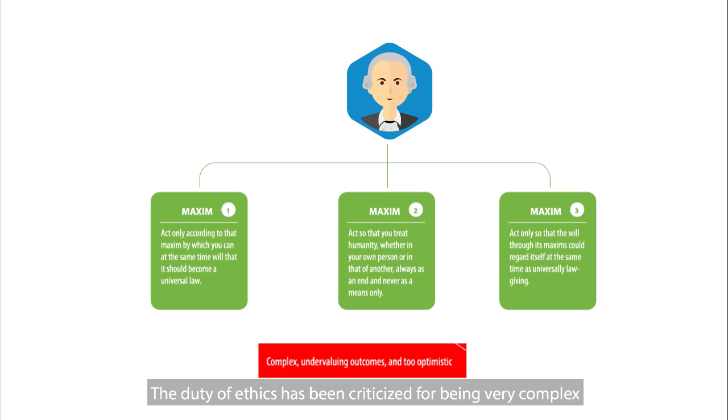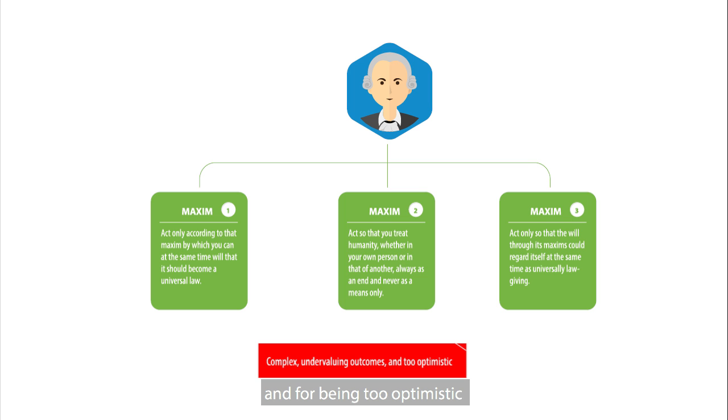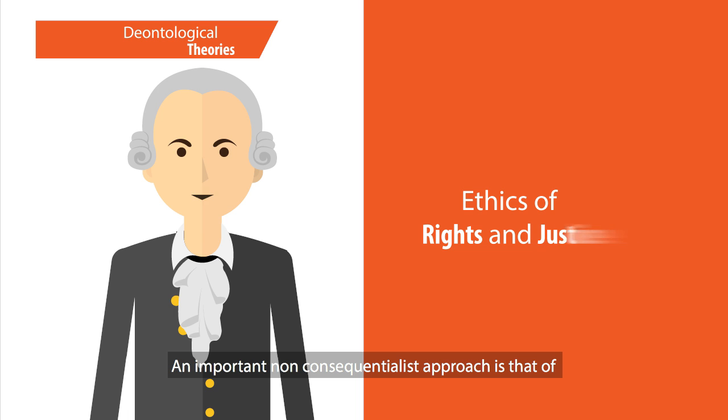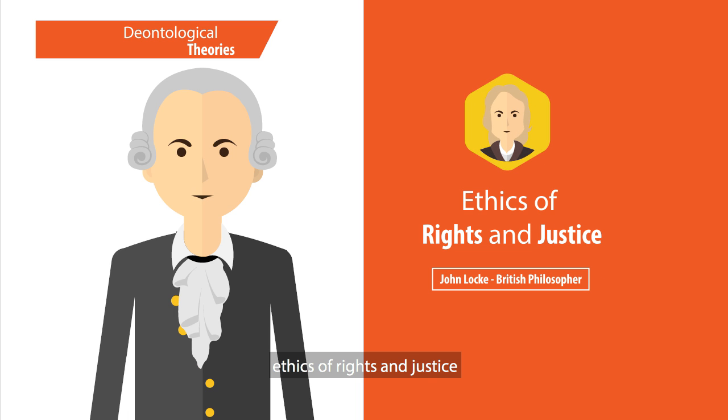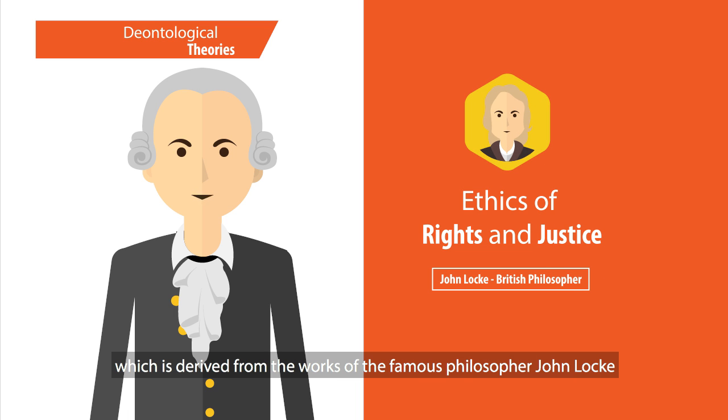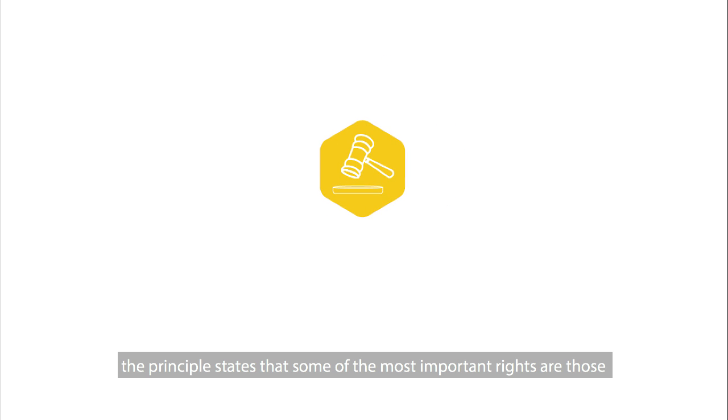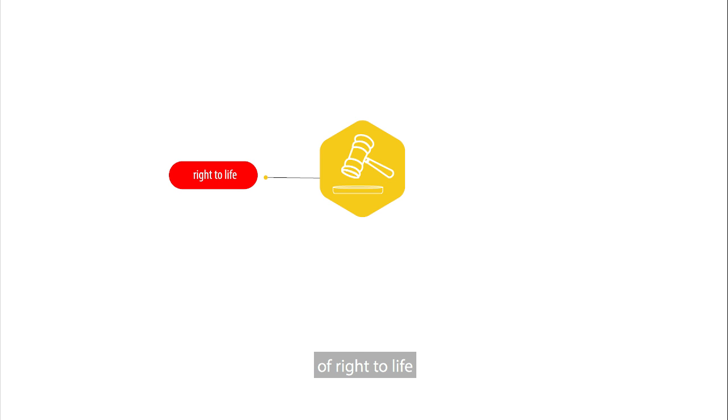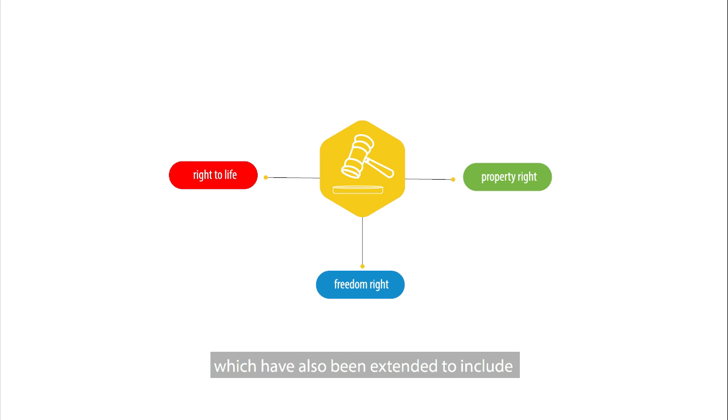The duty of ethics has been criticized for being very complex, undervaluing outcomes, and for being too optimistic. An important non-consequentialist approach is that of ethics of right and justice, which is derived from the works of the famous philosopher John Locke. The principle states that some of the most important rights are those of right to life, freedom, and property, which have also been extended to include freedom of speech and entitlement to a fair legal process, amongst others.